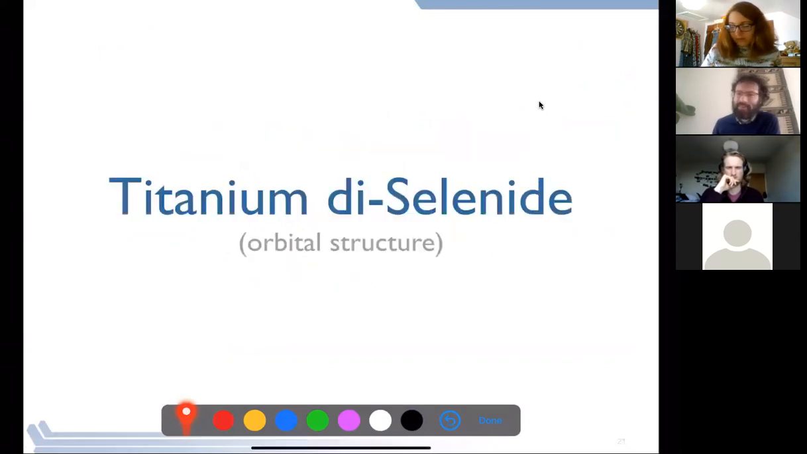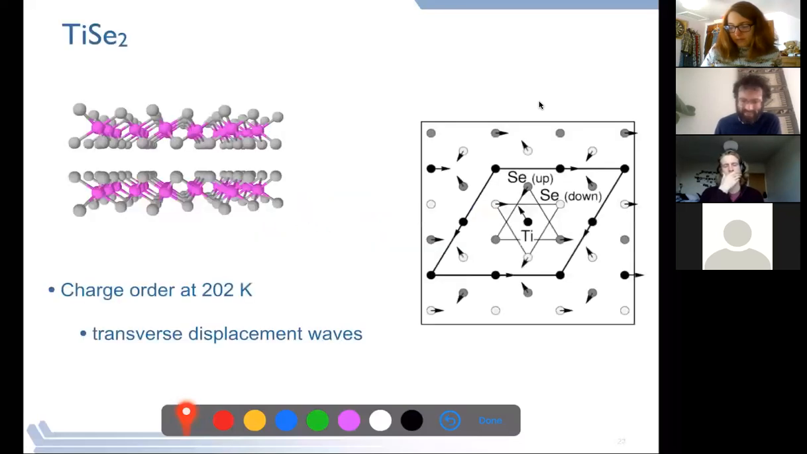Okay, second example. That's a bit more exotic. So now we'll talk about titanium diselenide, which again is a material with a structure very much like this. So it's layered sandwiches. It also has charge order, at much higher temperatures, 200 Kelvin, really not that cold, minus 100 or so in Celsius. And with this charge order, all of the atoms move, just like Peierls and Kohn told us, right? If you get a charge order, then the atoms have to move. So in this particular material, they move in the direction of these arrows.